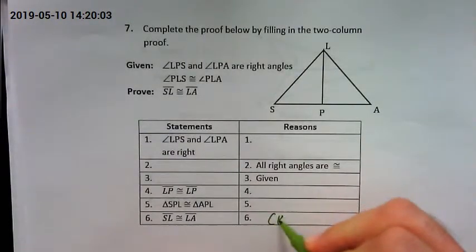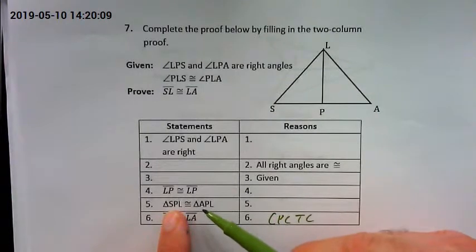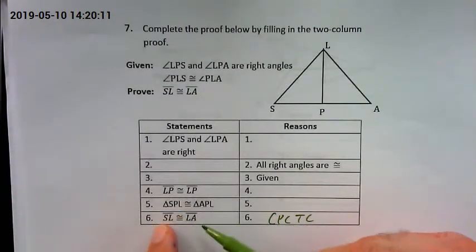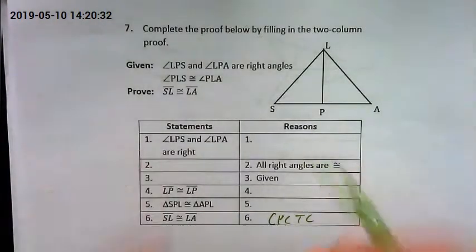CPCTC. Corresponding parts of congruent triangles are congruent. Again, if you go past saying the triangles are congruent, then it's going to be CPCTC. Because once you say that the triangles are congruent, CPCTC is what's telling you all the other parts are now congruent. So corresponding parts of congruent triangles are congruent. Now, the top one is what?